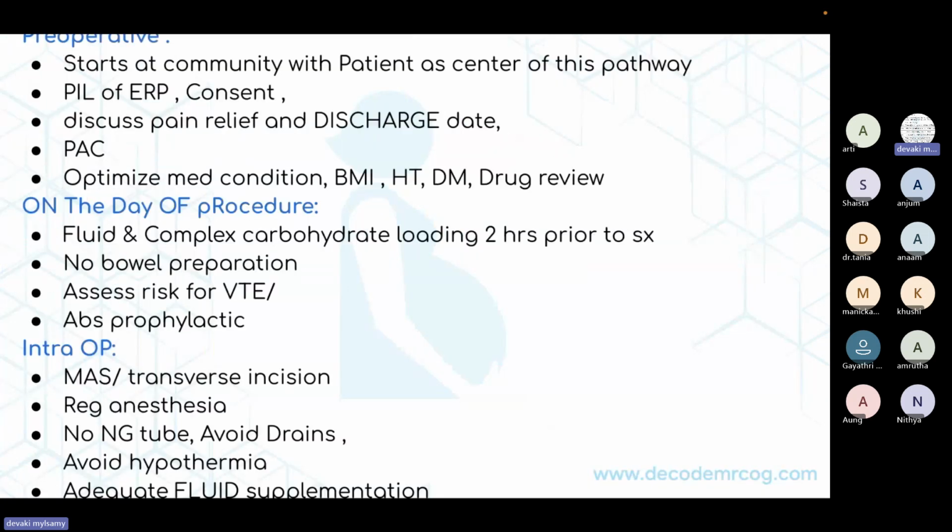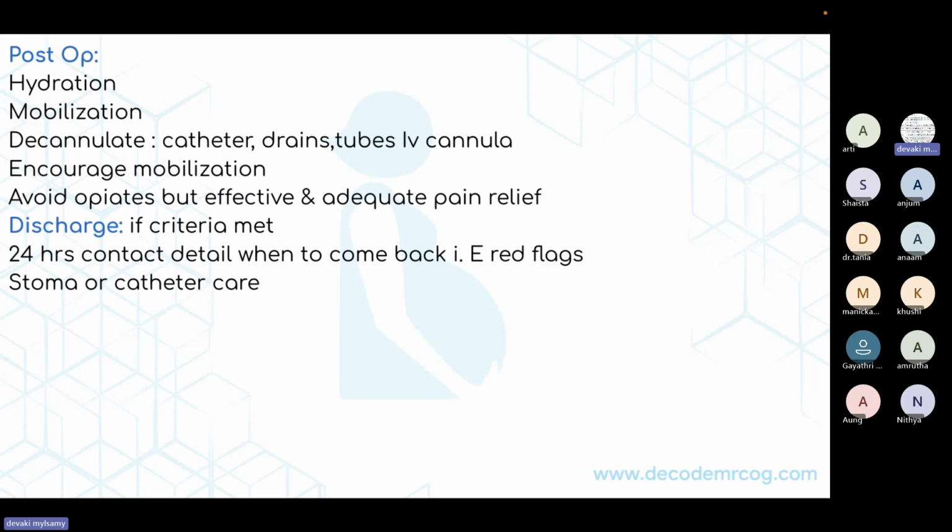As far as during the surgery, it will be minimal access or a transverse incision, which I had forgotten to mention. Regional analgesia or anesthesia. No tubings, or avoid tubings as far as possible. Avoid drains. Avoid hypothermia and give adequate fluid supplementation throughout the procedure.